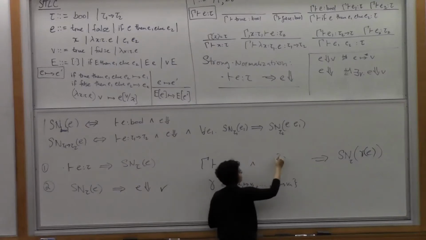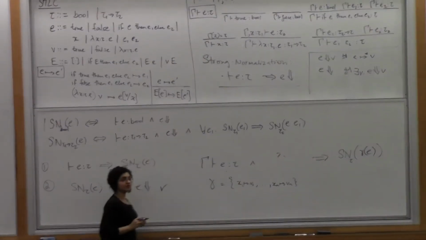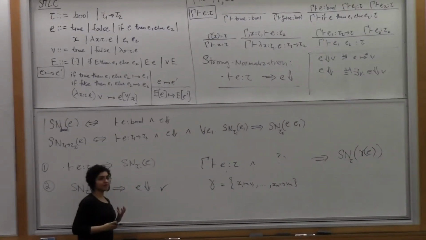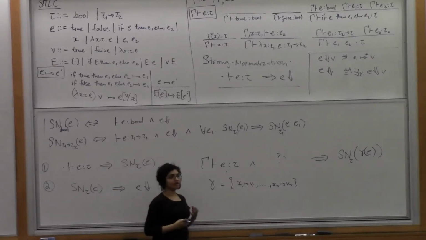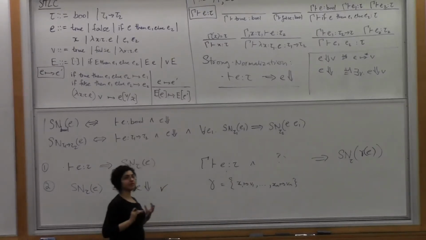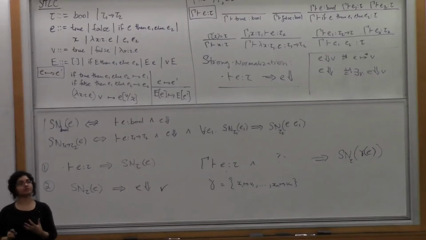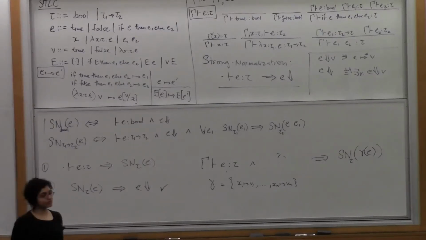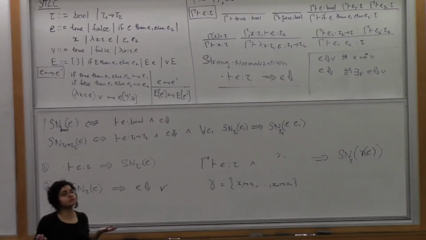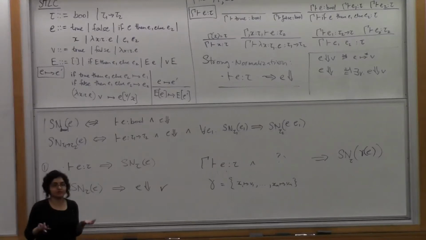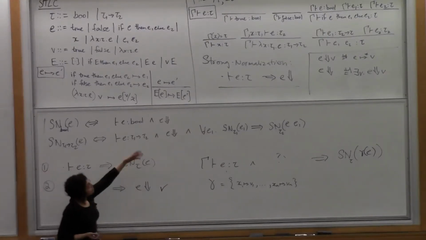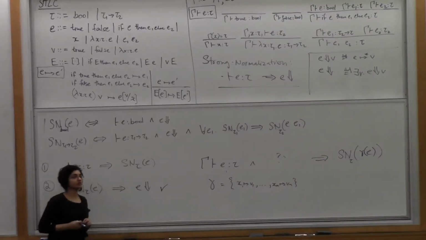Of course, there's a question mark here. Are you with me? So we have a property, strong normalization, which applies only to closed terms. We're trying to lift that notion up to open terms, because we need to talk about open terms in order to actually get the proof to go through.